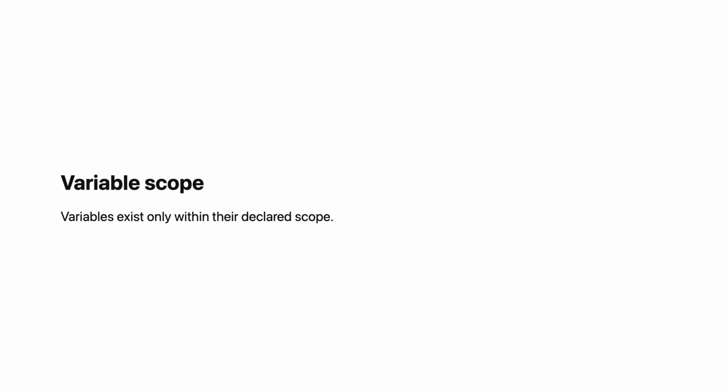Kotlin uses lexical scoping. The position where you declare the variable determines where it is visible. Keep variables in the narrowest scope possible. Declare them where you first need them, not at the top of the function. This makes code clearer. The variable exists only where it is relevant.